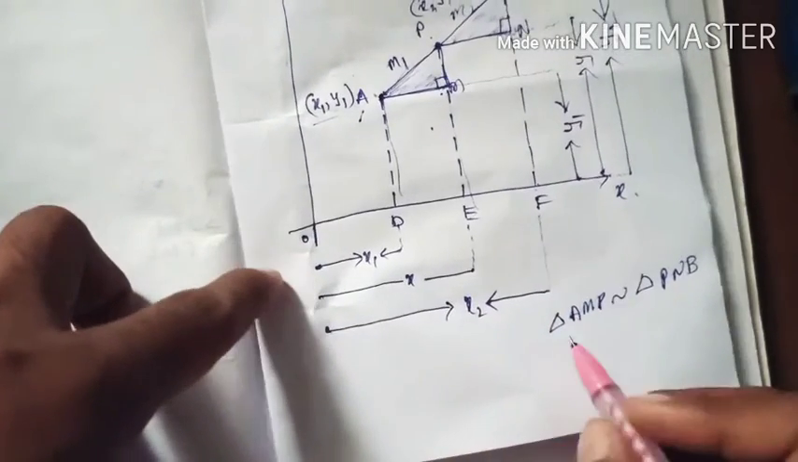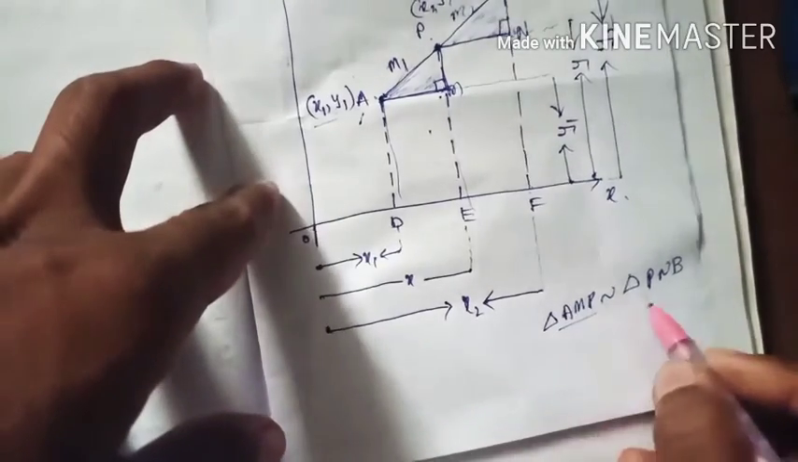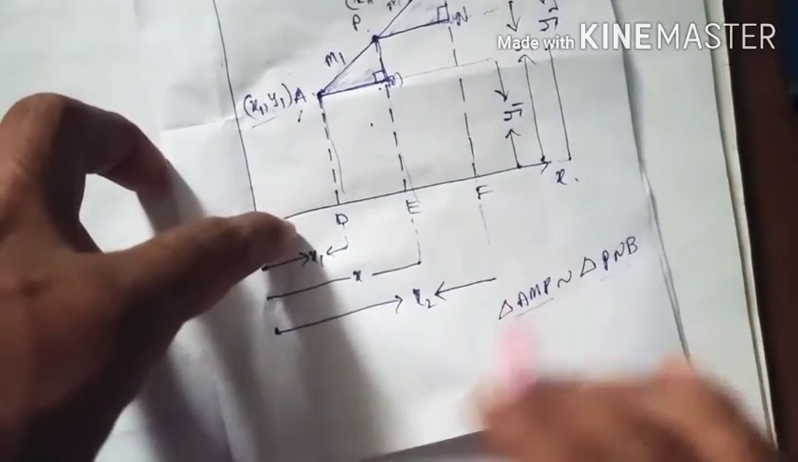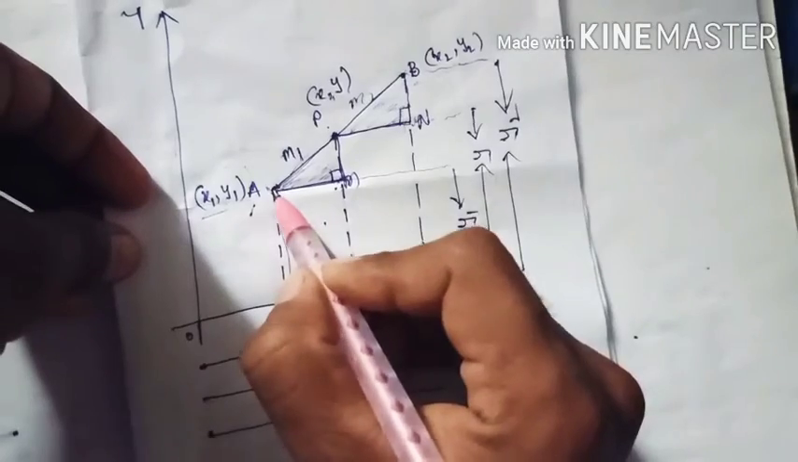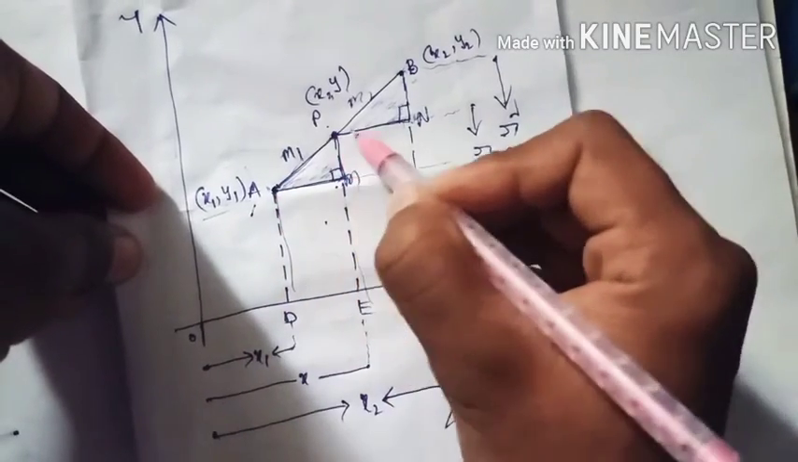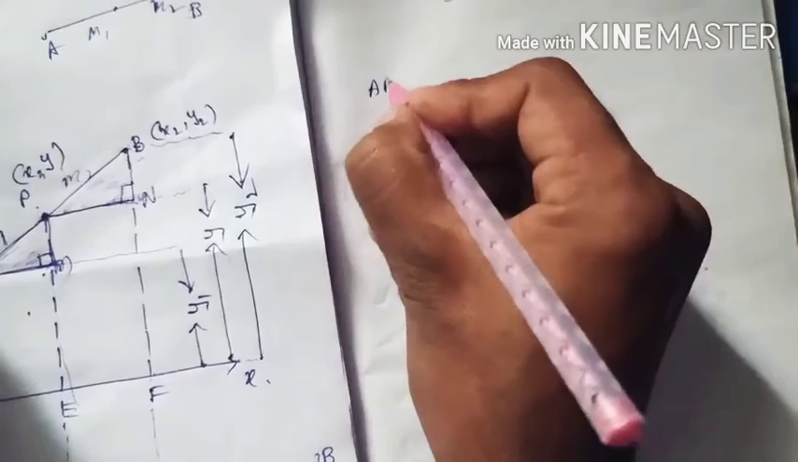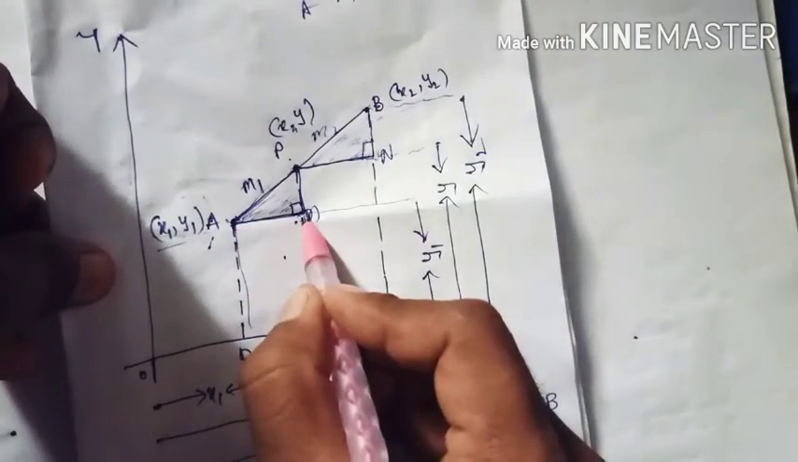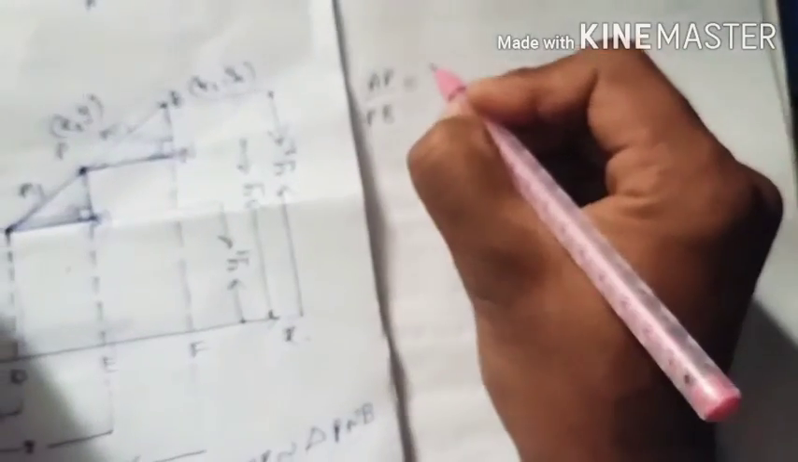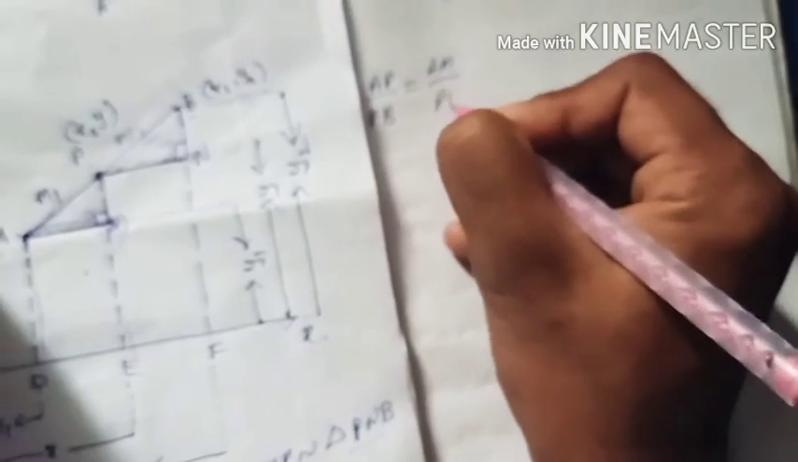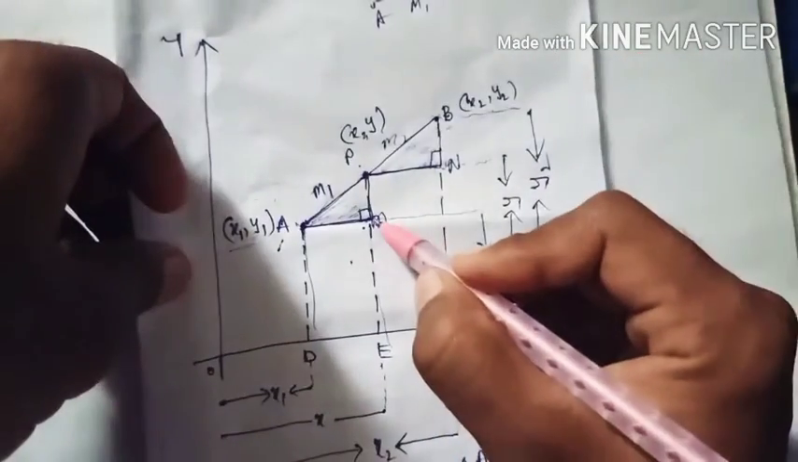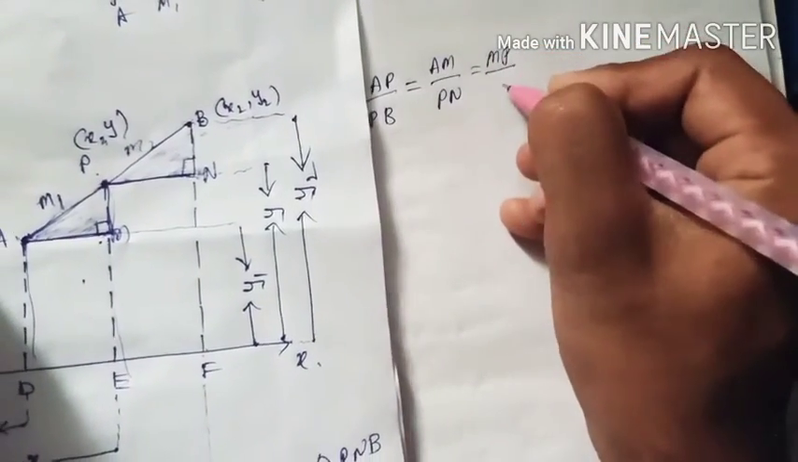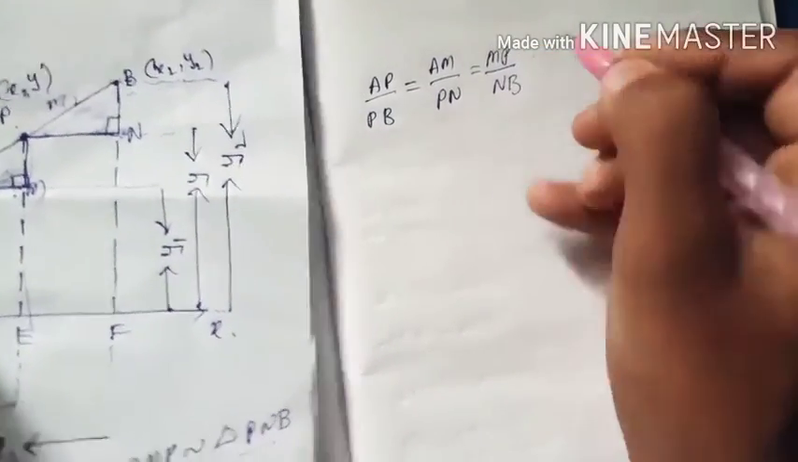The triangle AMP is similar to triangle PNB. So their corresponding side ratios are equal. Here side AP corresponds to PB, so AP by PB equals AM corresponds to PN, so AM by PN, equals MP corresponds to NB, so MP by NB.